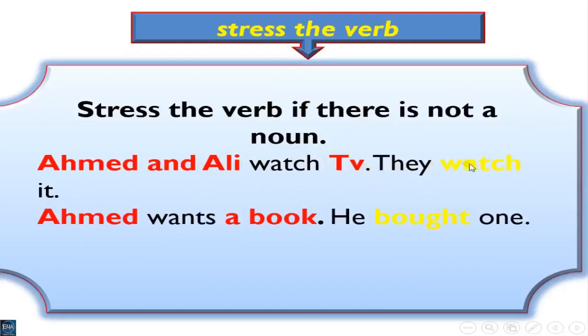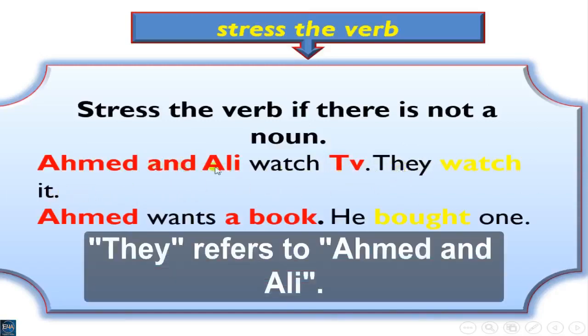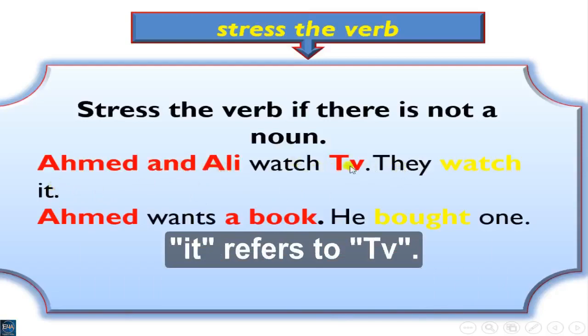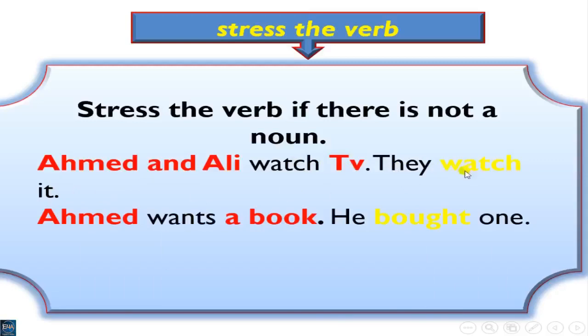They watch it. Here, I don't have a noun in the second sentence. They and it are pronouns. And this means I know that they relates to Ahmed and Ali, it relates to television. So we stress on watch. They watch it.